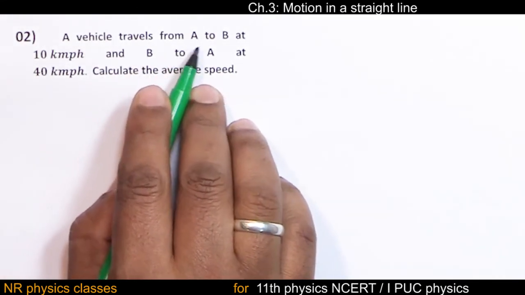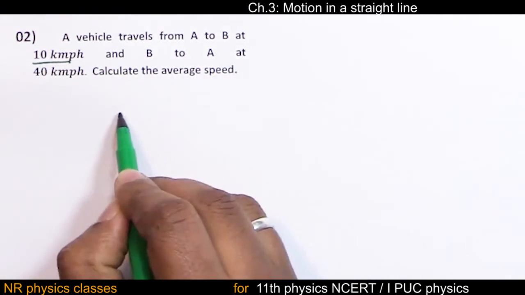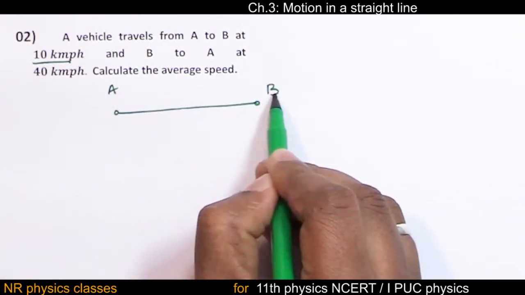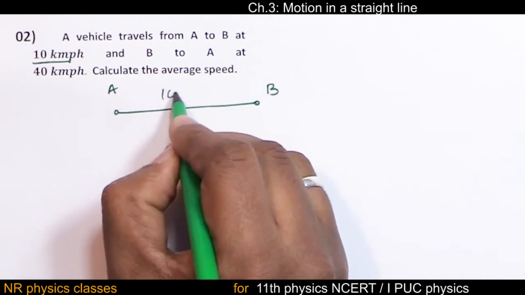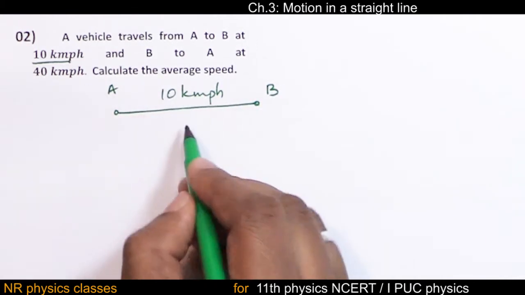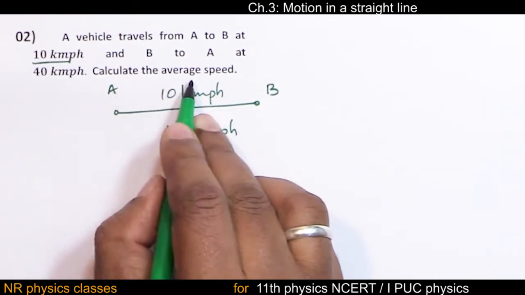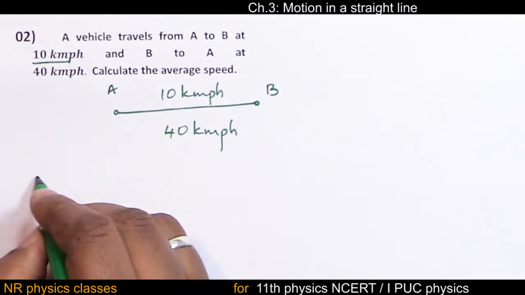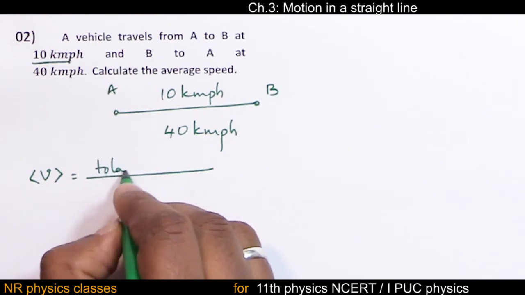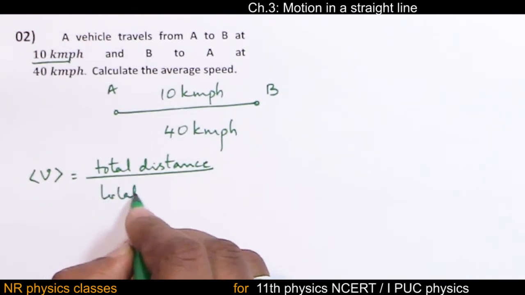A vehicle travels from A to B at 10 km per hour and B to A. This is A, this is B. A to B at 10 km per hour, to and fro, B to A at 40 km per hour. Calculate the average speed. Average speed equals total distance traveled by total time taken.